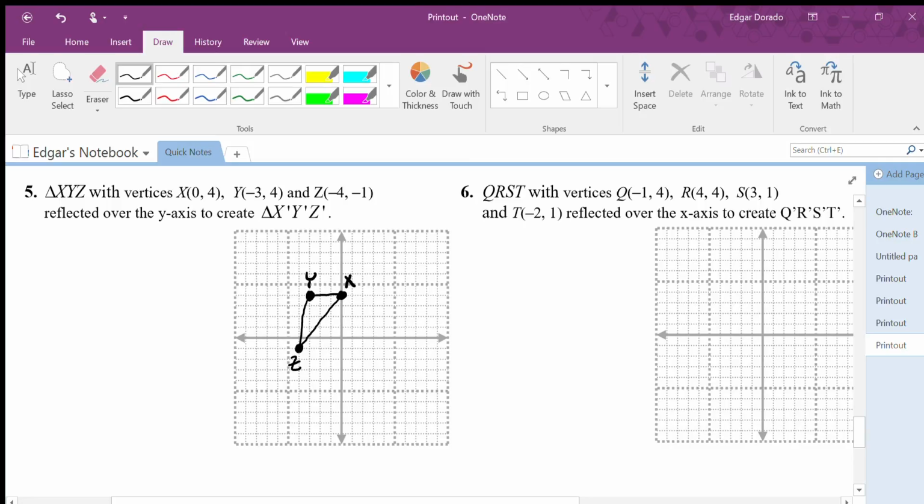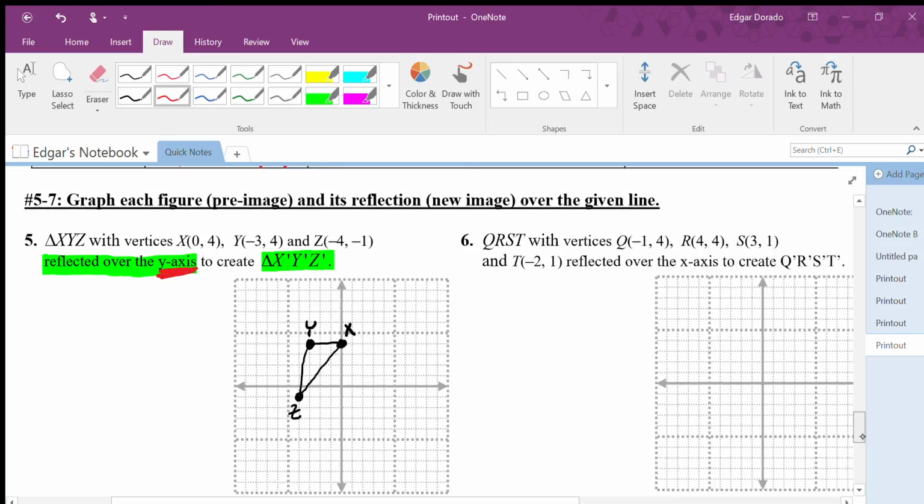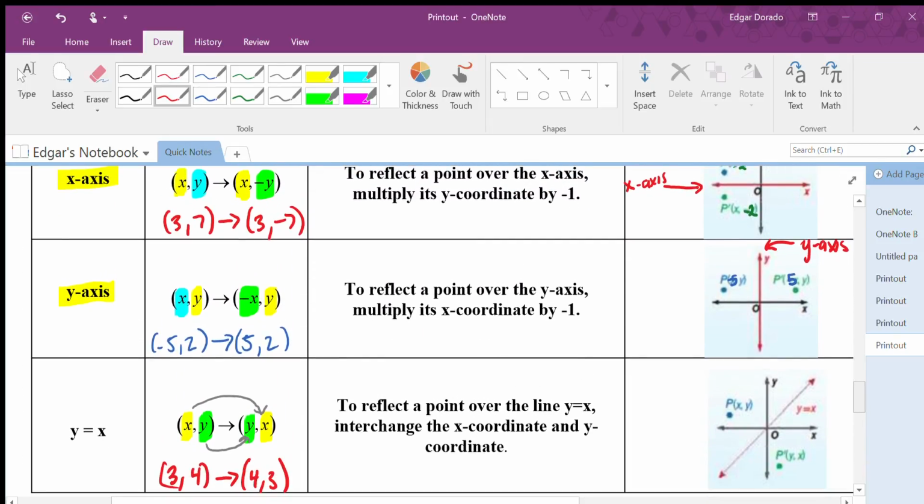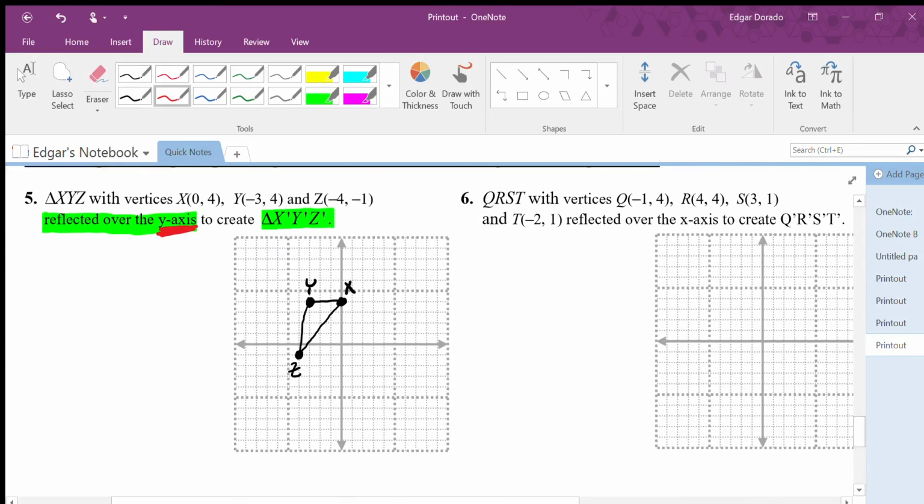Okay? So now, we want to reflect this thing over the y-axis to get X prime, Y prime, Z prime. All right, so we said reflection over the y-axis. So what's our rule? Reflection over the y-axis is this one. Okay, x comma y is going to turn into negative x comma y. Let's do it. So let's take all of our points. Let's see what we get now.